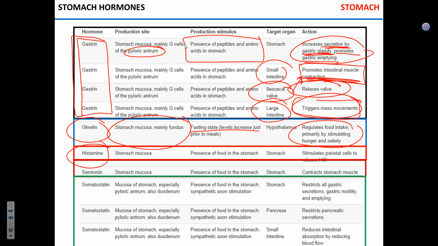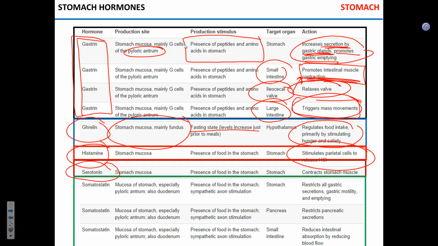Histamine. As we will see, histamine is an essential step in stimulating the release of hydrochloric acid. Damn it. This fancy rectangle shifted again. Okay.